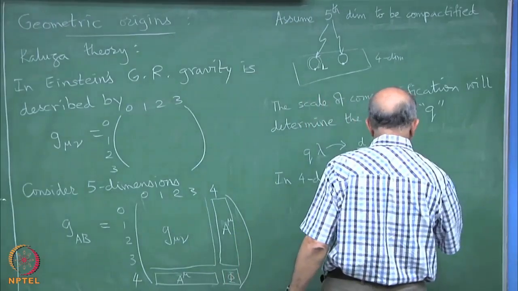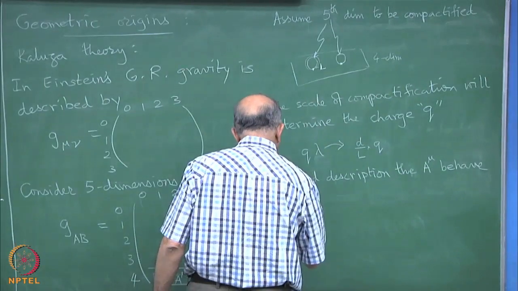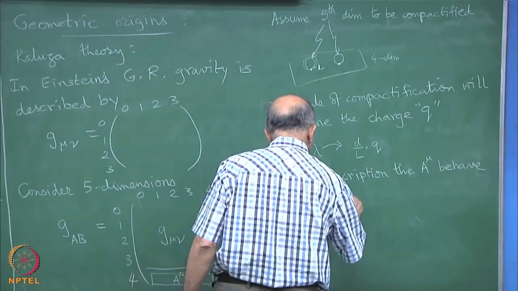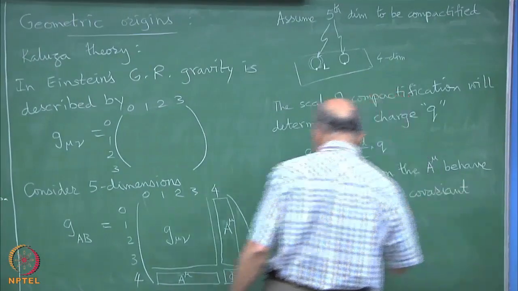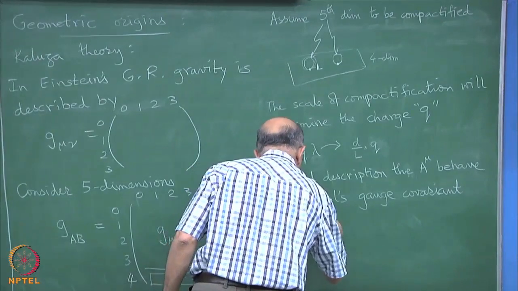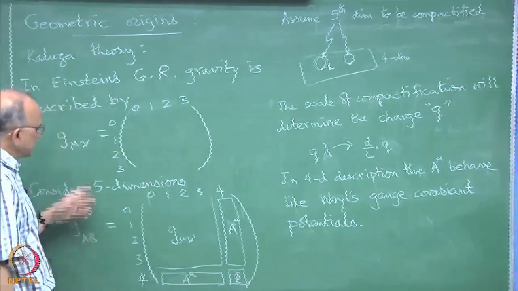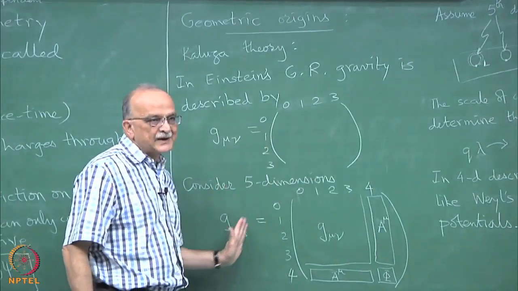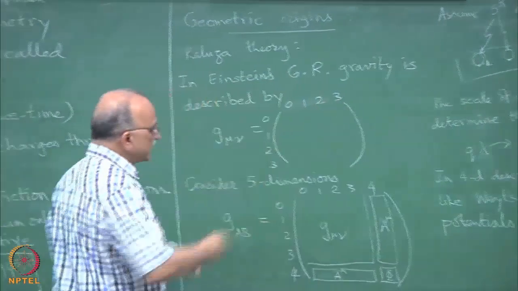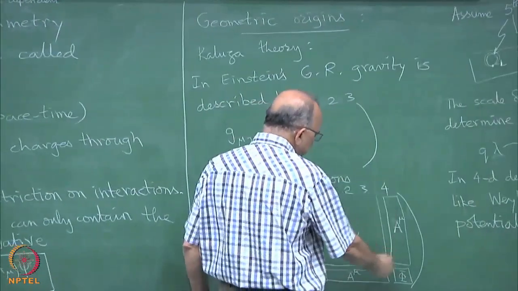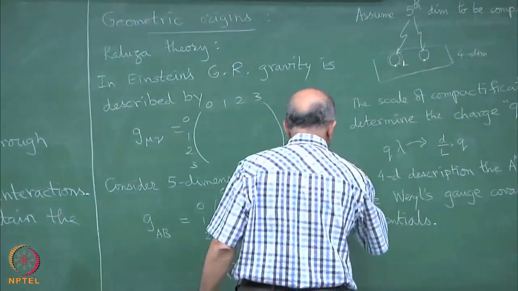This looks like Weyl's gauge invariant EM fields. Gauge covariant potentials. Now I jump to that conclusion, but this is the proof that Kaluza gave. So what Kaluza showed was that if you transform it like a space-time metric, a five-dimensional space-time metric, but restrict yourself to compactified transformations on this, then effectively for this pieces of the metric, they look as if you are doing Weyl's gauge transformation, okay. So this is the proof of Kaluza.